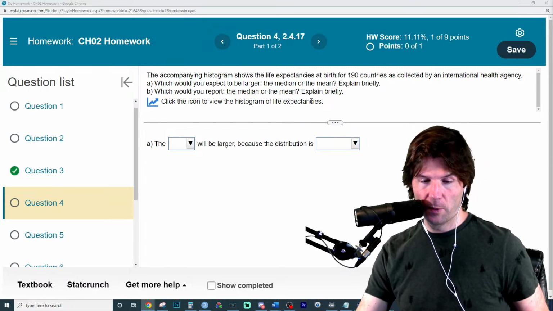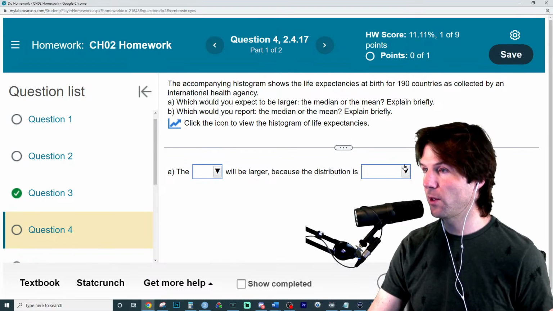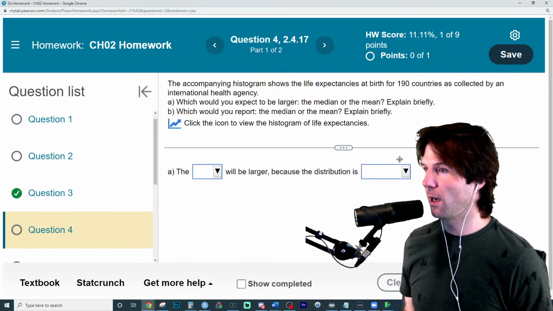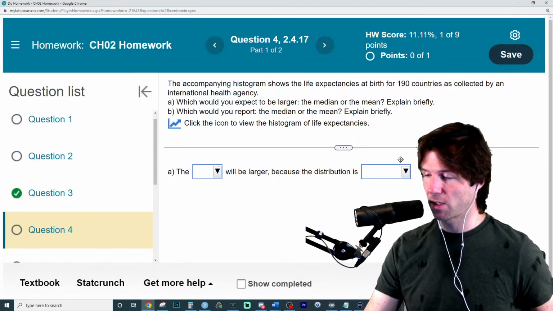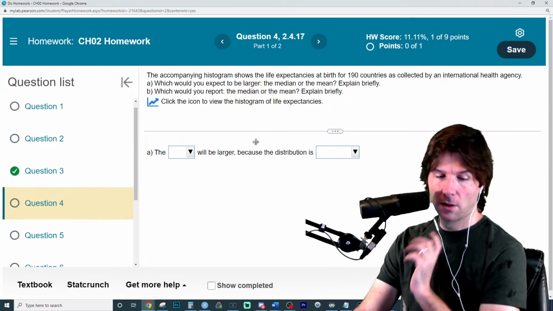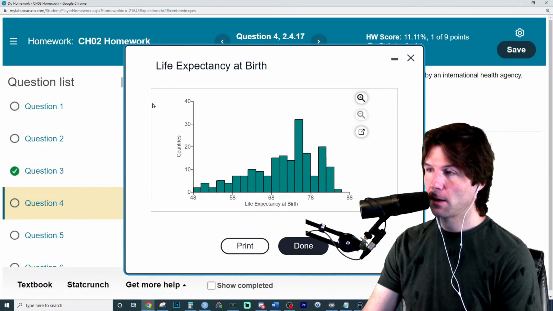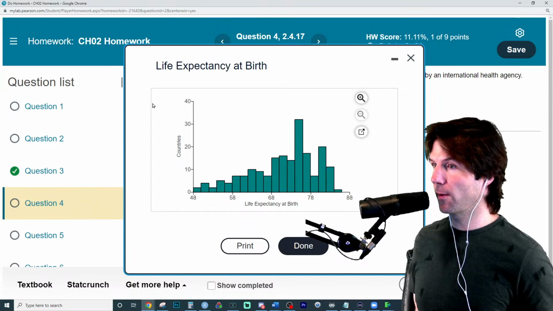So, which would you expect to be larger, the mean or the median? Is this the one? It's 8 for you. We'll do 8 next. Oh, does it mix up the questions? So I should put life expectancy on here. So we'll do that. Oh, Corbin wants number 4. Here we go. Which would you expect to be larger, the median or the mean? Explain briefly. Okay. So this is still the same sort of data right here.